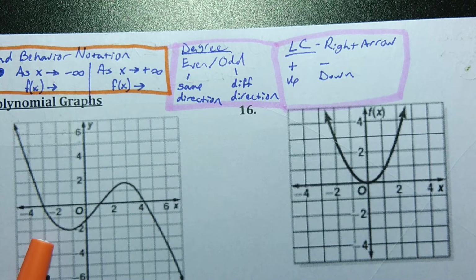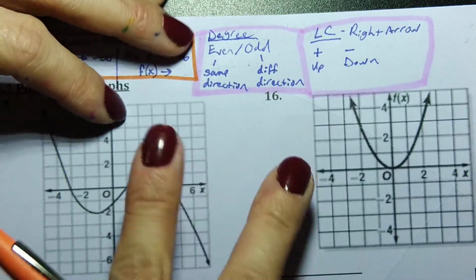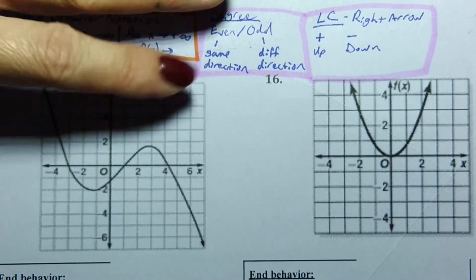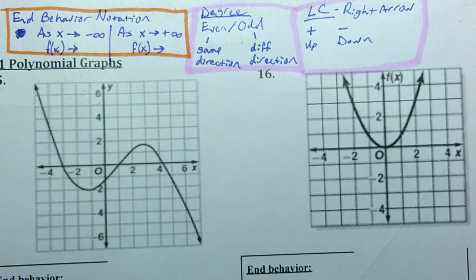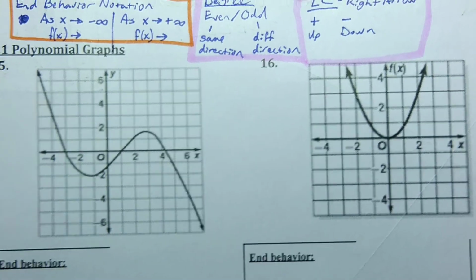of the function. So sometimes we'll be given the graph and we can read our end behavior directly. Other times we'll be given the equation and we need to know the end behavior based on that degree and leading coefficient. Next, we've got real zeros.